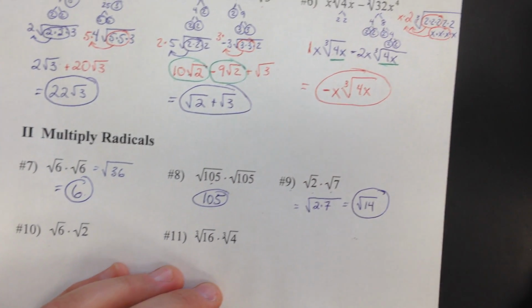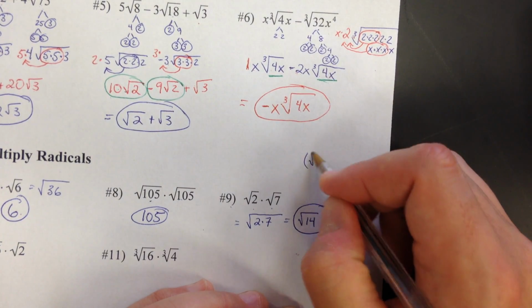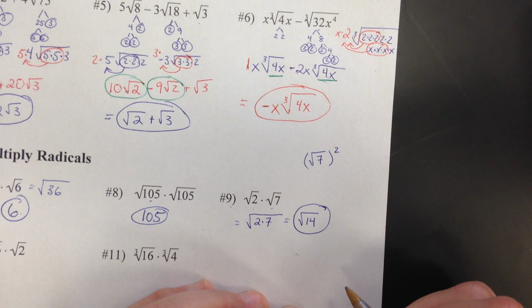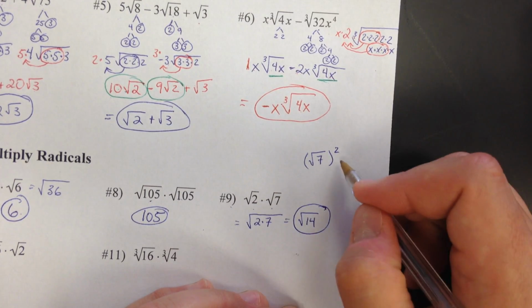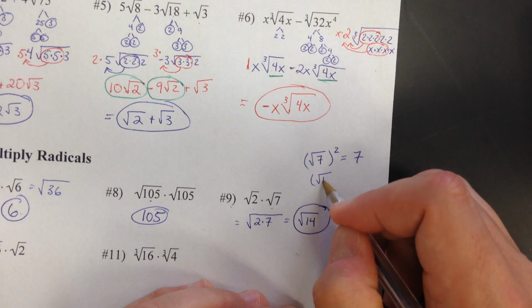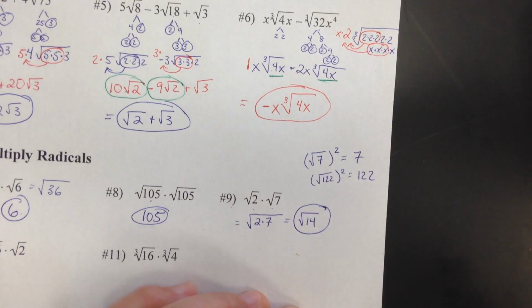One other thing that will happen, I'm just going to write it on the side here. If I took the square root of 7 and I square that, which means you multiply it by itself, all you're going to get is 7. The square root of 122 squared is 122.